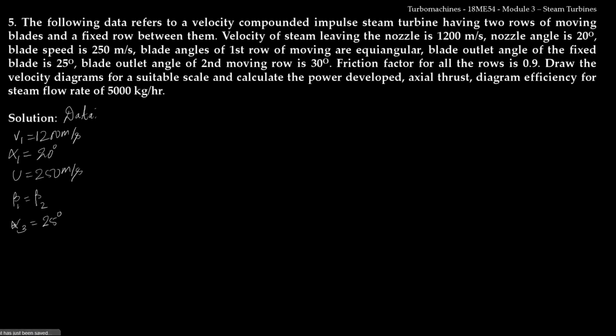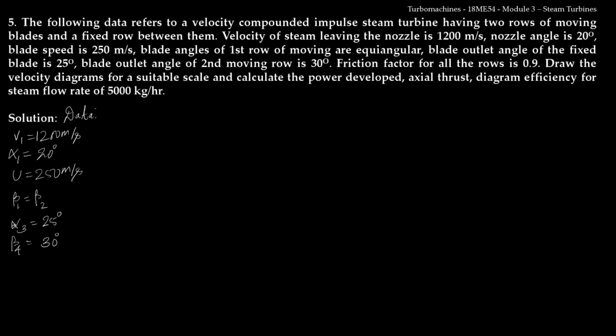Then the blade outlet angle of the second moving row is 30 degree. So, the blade angles of the second moving row will be beta 3 and beta 4. The inlet blade angle will be beta 3 for the second stage, and outlet blade angle will be beta 4 for the second stage. Here he is stating that the blade outlet angle of the second moving row is 30 degree. So, beta 4 is given as 30 degree. He has not given any value for beta 3.